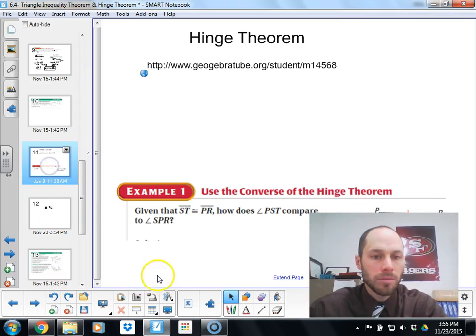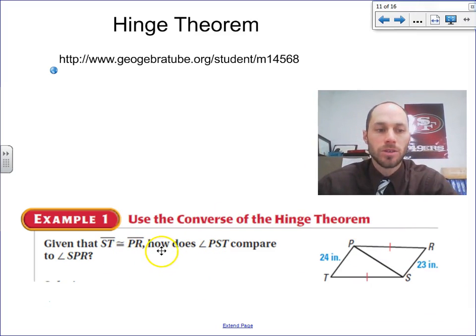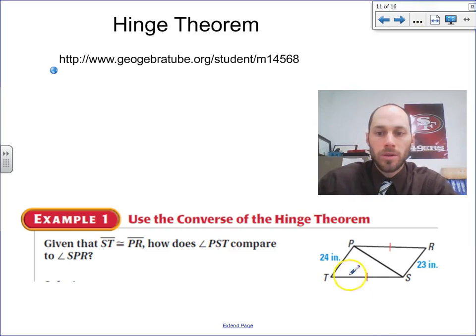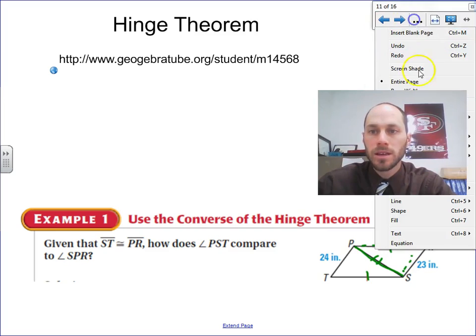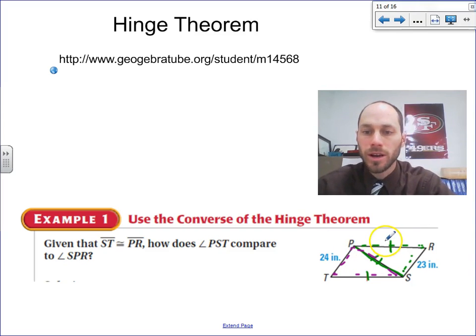So if we take a look at the problem that we have here, we want to use the converse of the Hinge theorem to help us out. So given ST is congruent to PR, how does angle PST compare to angle SPR? Let's take a look at what we know. So we know that ST and PR are congruent, and within this triangle they both share side SP. It's reflexive in both triangles. You can kind of see triangle RSP, and we've got the other triangle. Those triangles are not congruent, but they share two sides that are congruent.